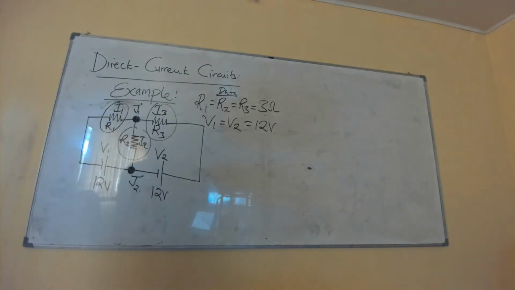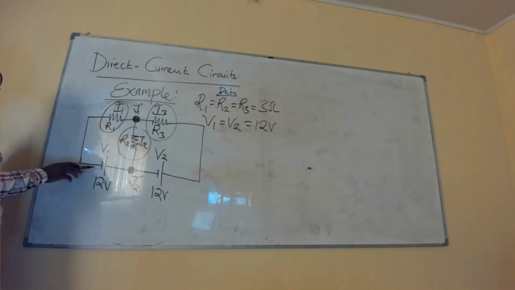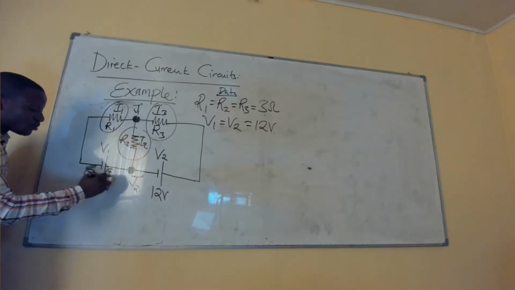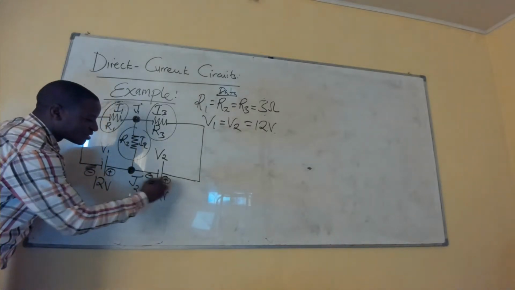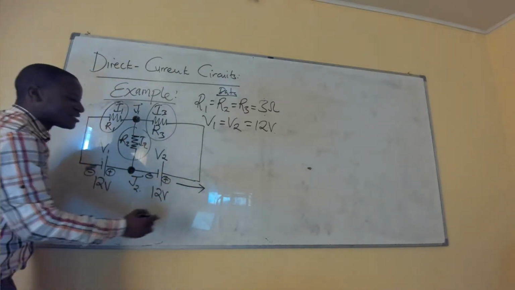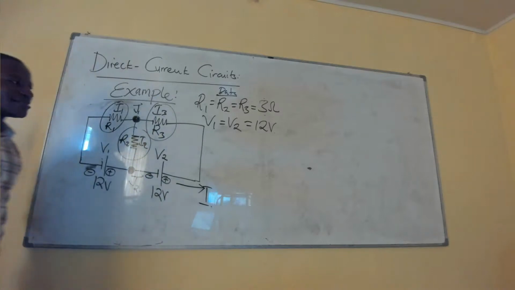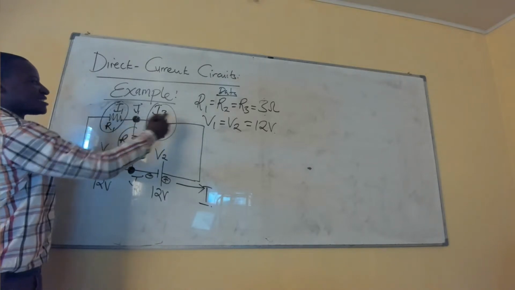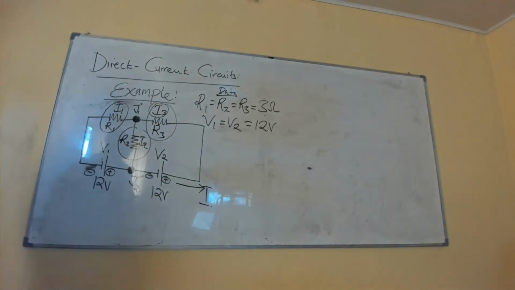Now, the first thing that we need to know is where is the current going? So we know that this is the negative terminal here. If this is negative in this way, and this is positive, this is negative, this is positive, it means that the current is actually going in this direction, towards the positive terminal. This is where we have our current. What is the name of this current? We are calling it I3.